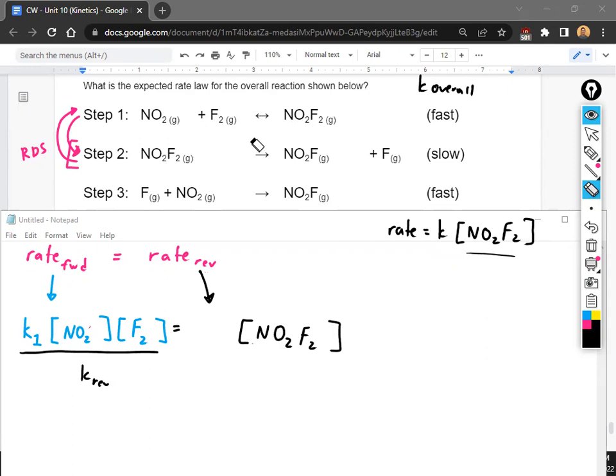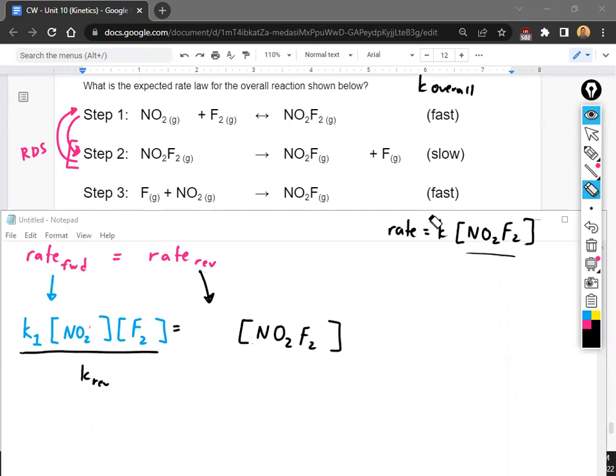But I thought the reverse reaction is a different speed. I thought it was the opposite. Yeah, and that's why we use the K reverse. It is a different speed. Step 1 and step 2 have a different speed. But their relationship is equal to each other. The forward reaction going from 1 to 2 is the same as 2 going to 1 in reverse.